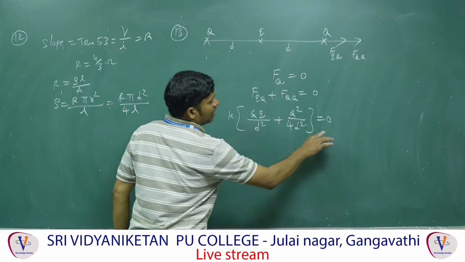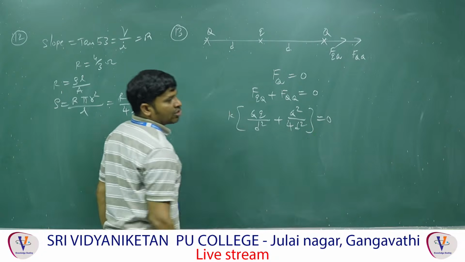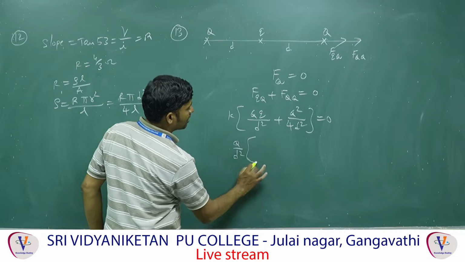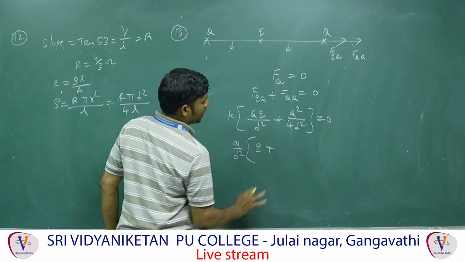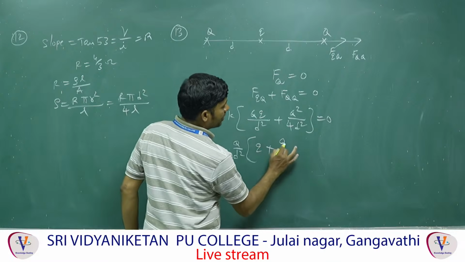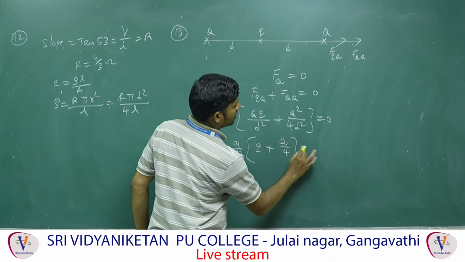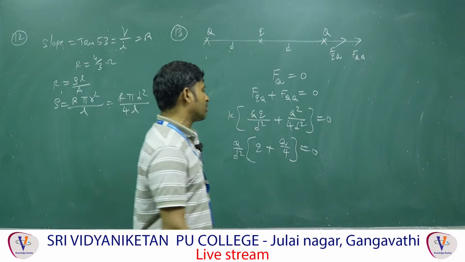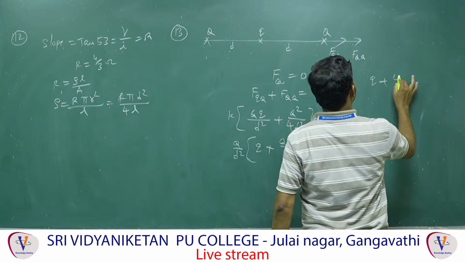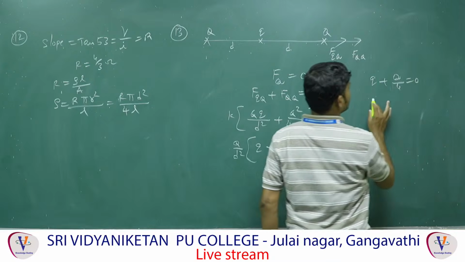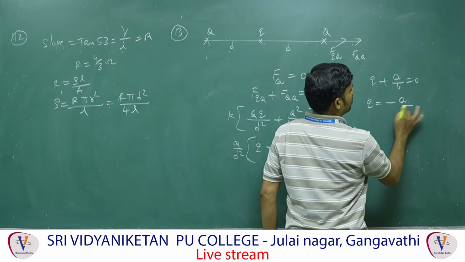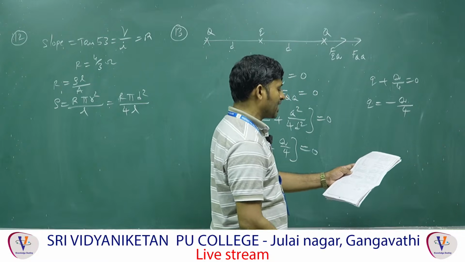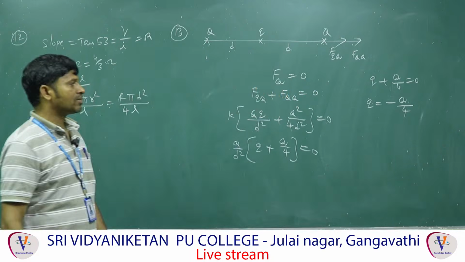Right, this k value, take it to the denominator, 0 by anything is 0. Q by D square is common. What is the small q? The other q is there by 4. Again this 0, take it to the denominator, again 0. Q plus q by 4 is equal to 0. Q is equal to minus q by 4. It is asking the value of small q: negative, minus q by 4. Over.